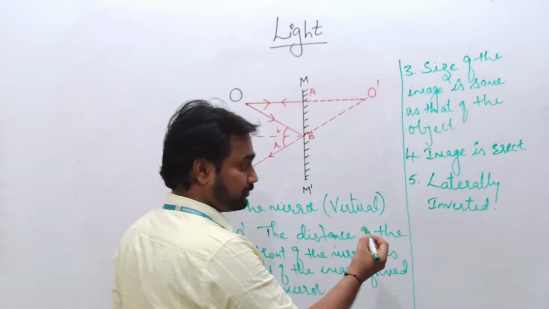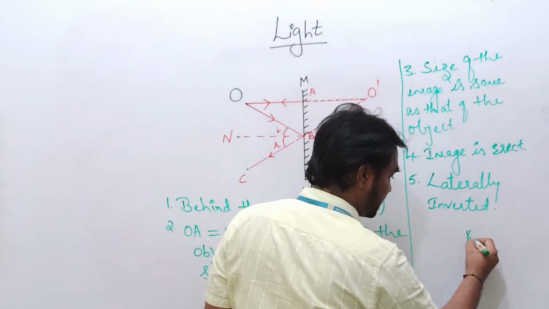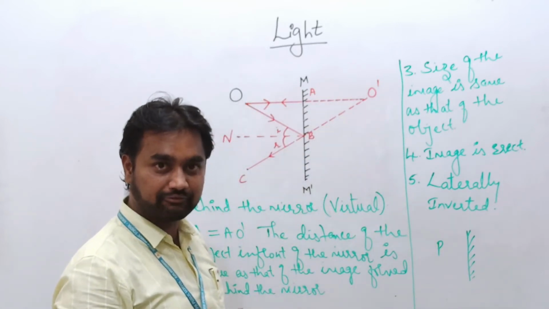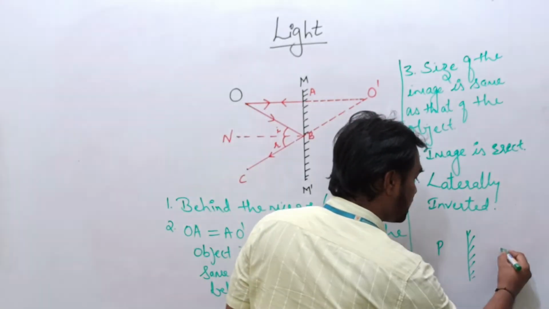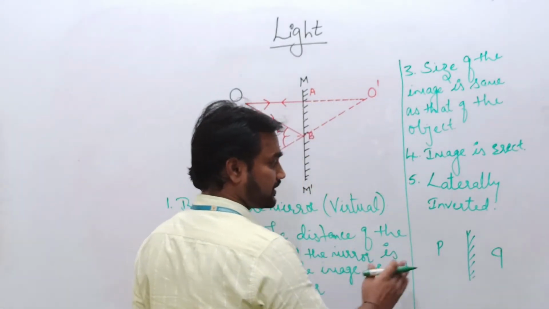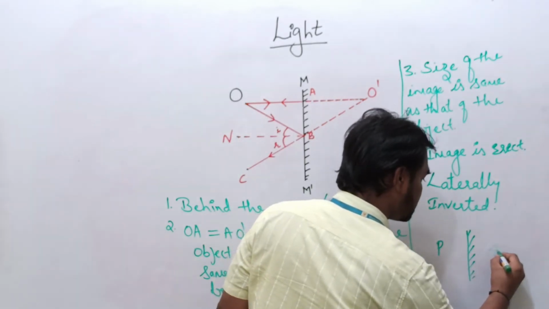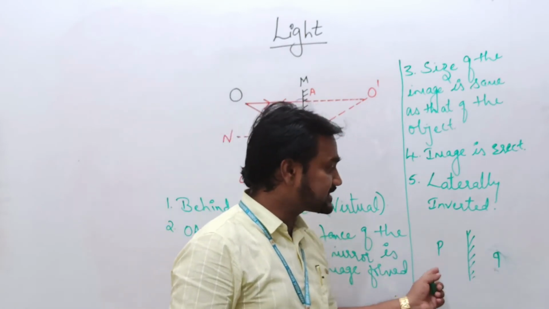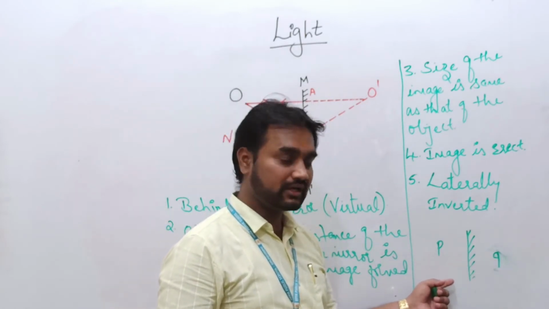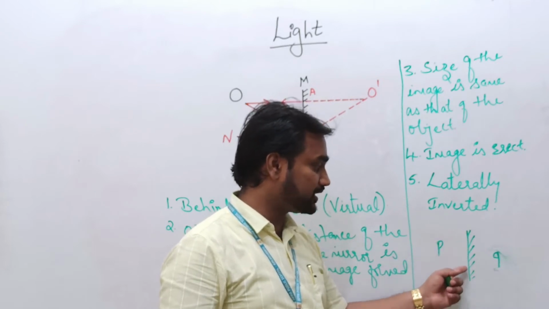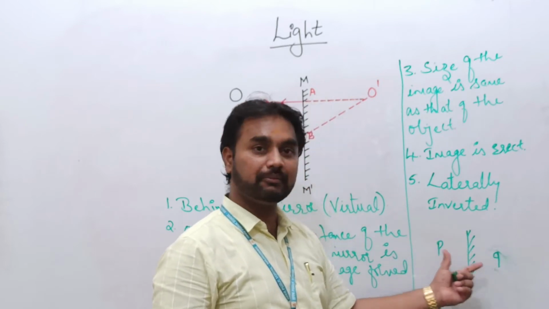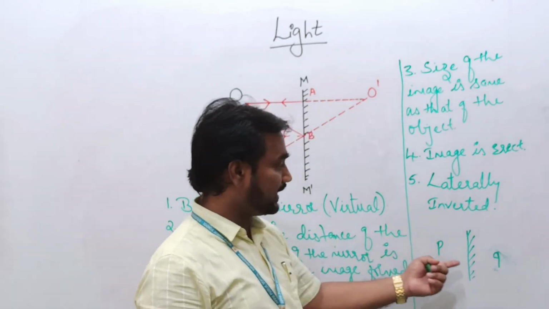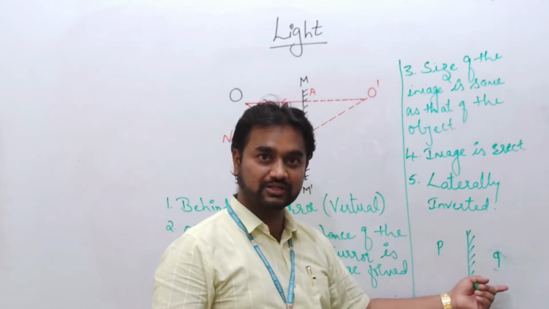Suppose I take this as a plane mirror, and I write P. If I hold P, then the P appears to you like this. The size is also the same, right? The distance between these two will be the same. The object distance from the mirror and the image distance from the mirror will be equal. They both are of the same size. They are virtual and erect. The image formed is virtual and erect.